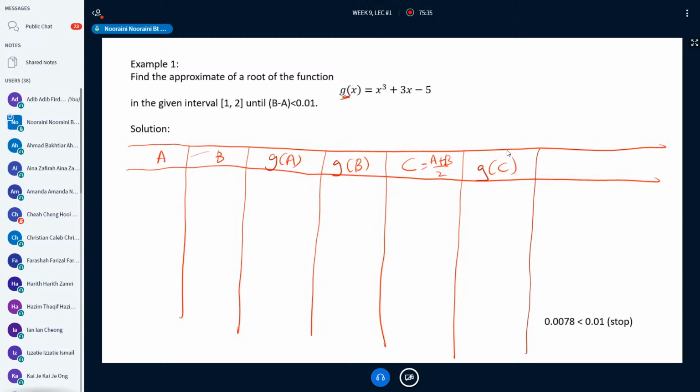So whether you need to change, your C becomes A or B, and here the condition B minus A must be less than 0.01. You can put modulus here, it doesn't matter, as long as it must be less than 0.01. So A here is 1, B is 2, 1 plus 1 negative 1. For 2, 8, you get 9. So what is C? 1.5. So you put 1.5.